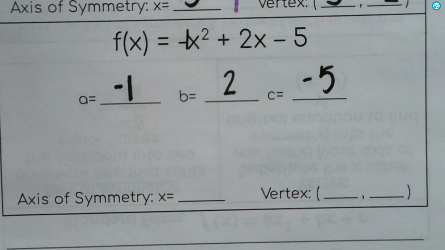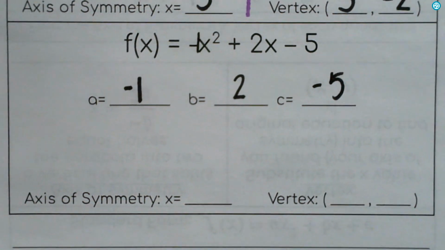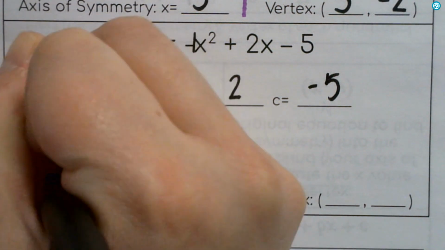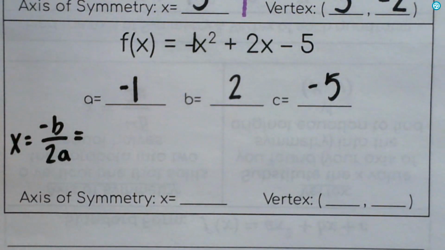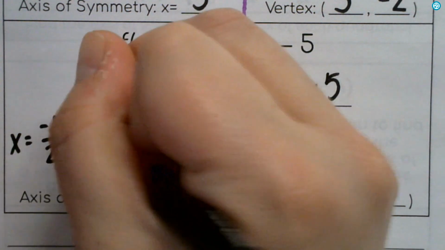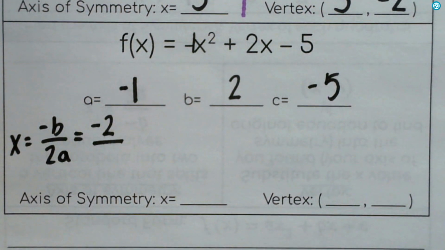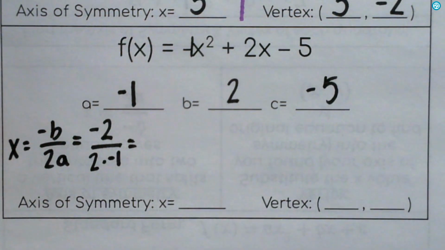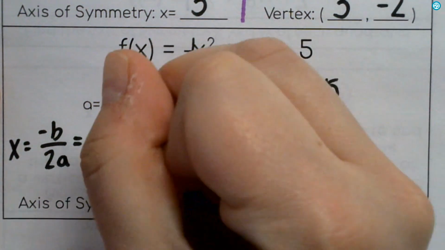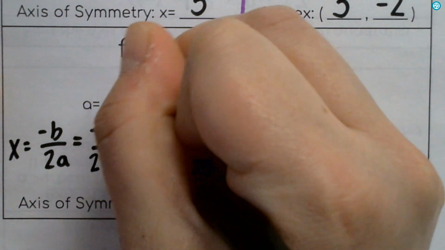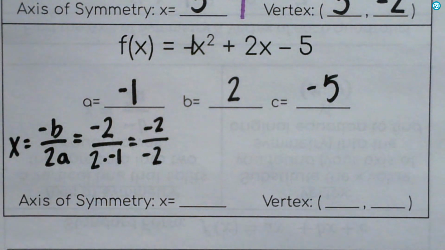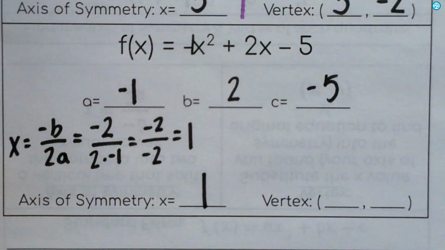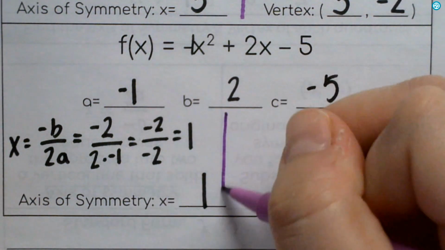Okay, so my formula to find my axis of symmetry is always negative b over 2a. So x equals negative b over 2a. So in this problem, negative b is going to be negative 2 over 2a, which is 2 times negative 1. On the bottom there is negative 2. So now I've got negative 2 over negative 2. Anything divided by itself is 1, and negative divided by negative is positive.